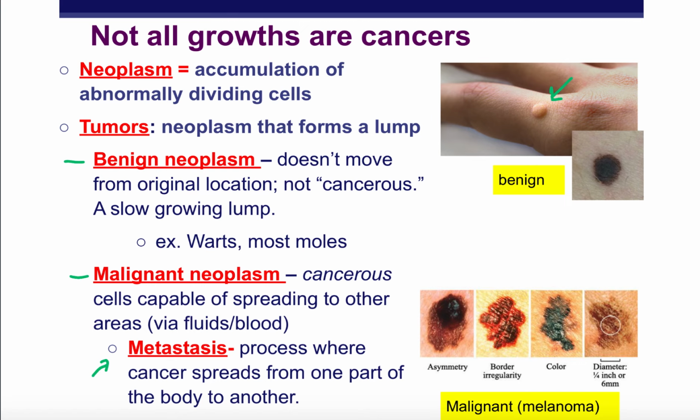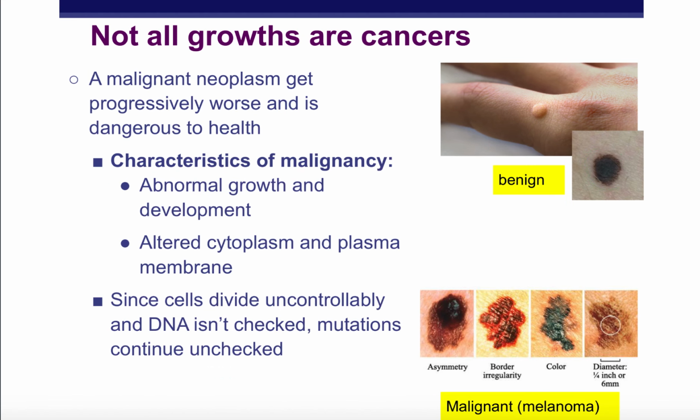So you can kind of see it. These are different kinds of moles, but the mole on top here is benign, and you can see it's staying in its place. But over here, these moles, which are associated with melanoma, you can see how they're fading into the tissue around it, and that's an indication that it's taking over the healthy tissue surrounding that mole, and it's not just staying in its spot. So a malignant neoplasm gets progressively worse and is dangerous to health if you don't recognize and stop it as soon as it occurs.